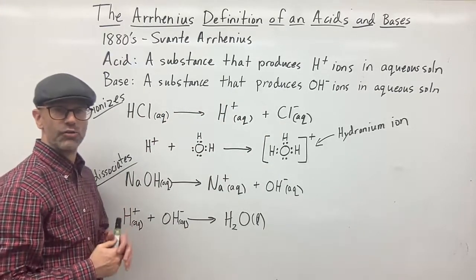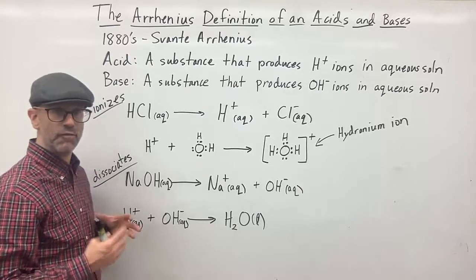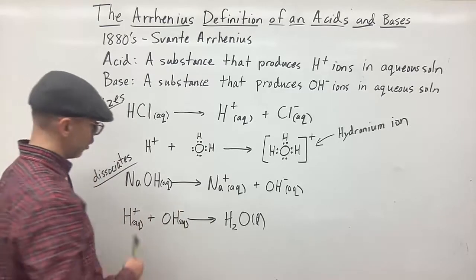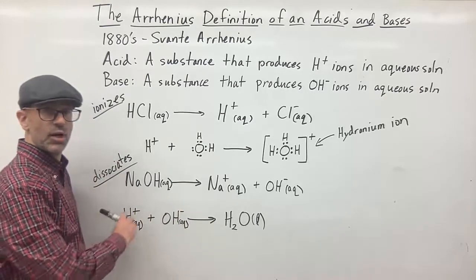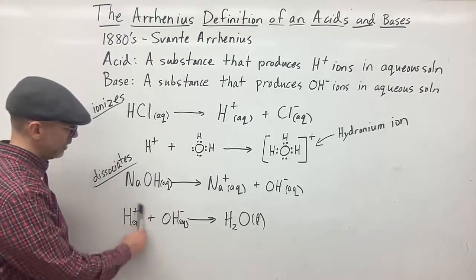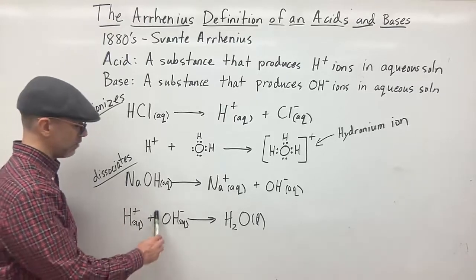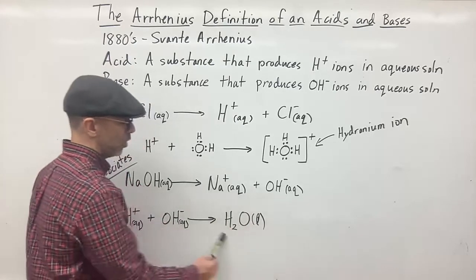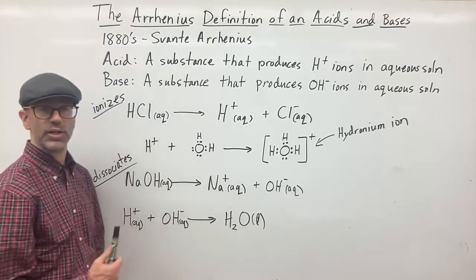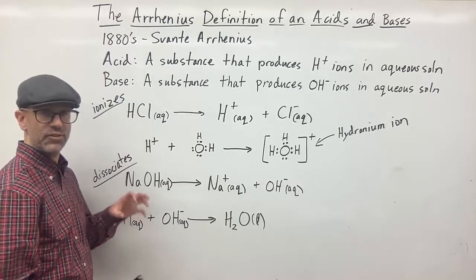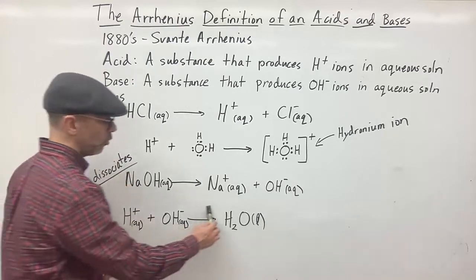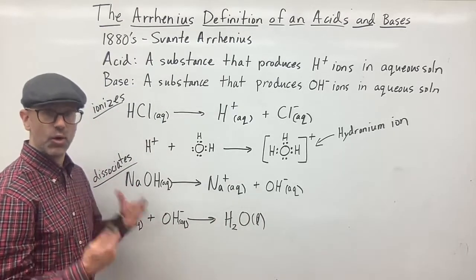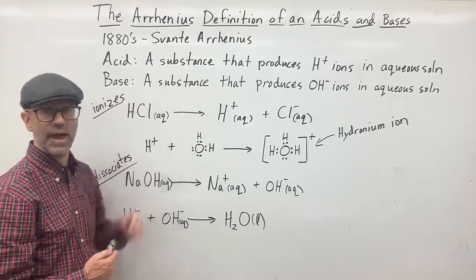Also, according to the Arrhenius definition of bases and acids, when you put them together, they form water. That is part of the definition. So if you have an acid, that's going to form H+, and if you have a base, that's going to form OH-. You put that together, you form water. And so, according to the Arrhenius definition, acids and bases react to form water. This is one of the products that is formed according to his definition of acid and base.